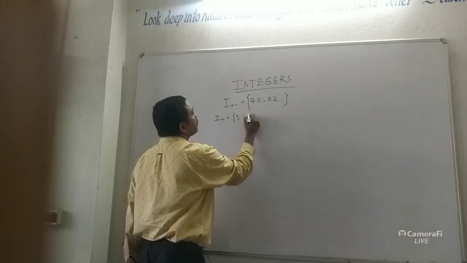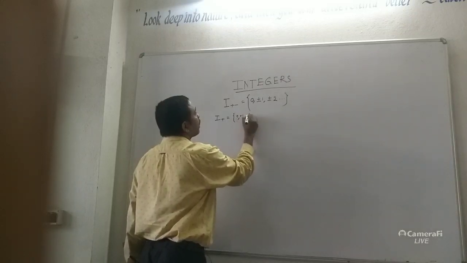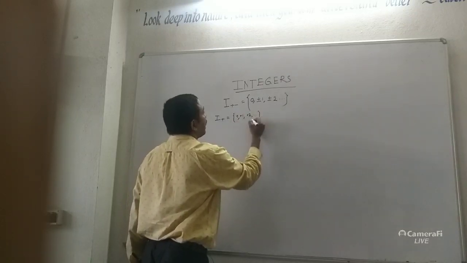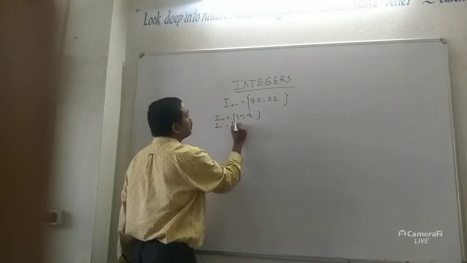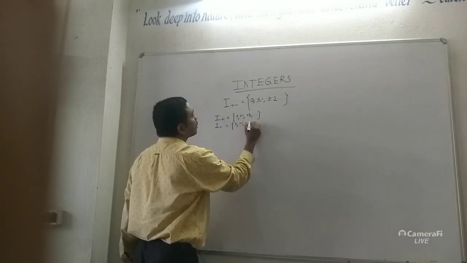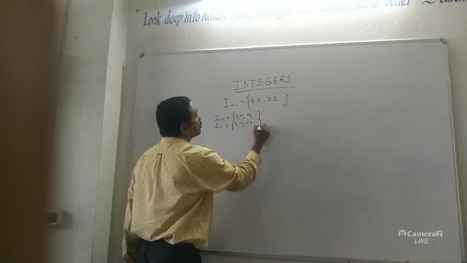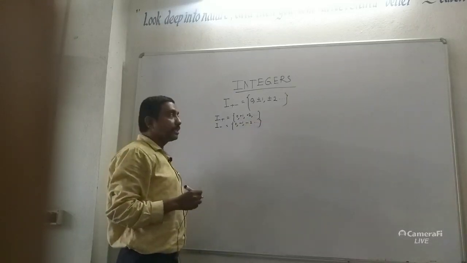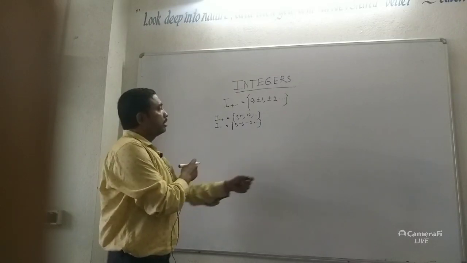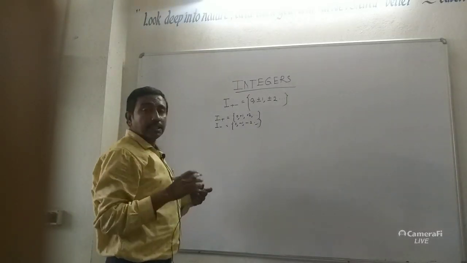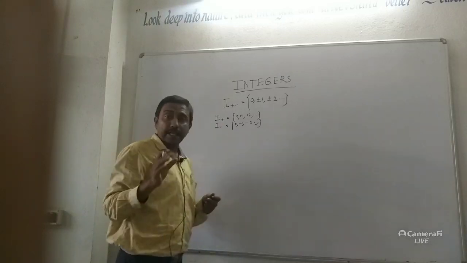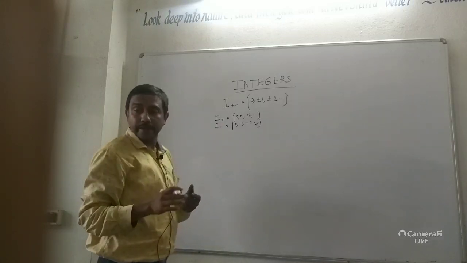If I write I plus, then what do you write? 0, 1, 2, that means all having the plus sign. And if you write I minus, then what do you write? 0, minus 1, minus 2, dot dot dot. These 3 dots show that there is no end of integers. These 3 dots are very important. This notation gives an idea that integers have no end.